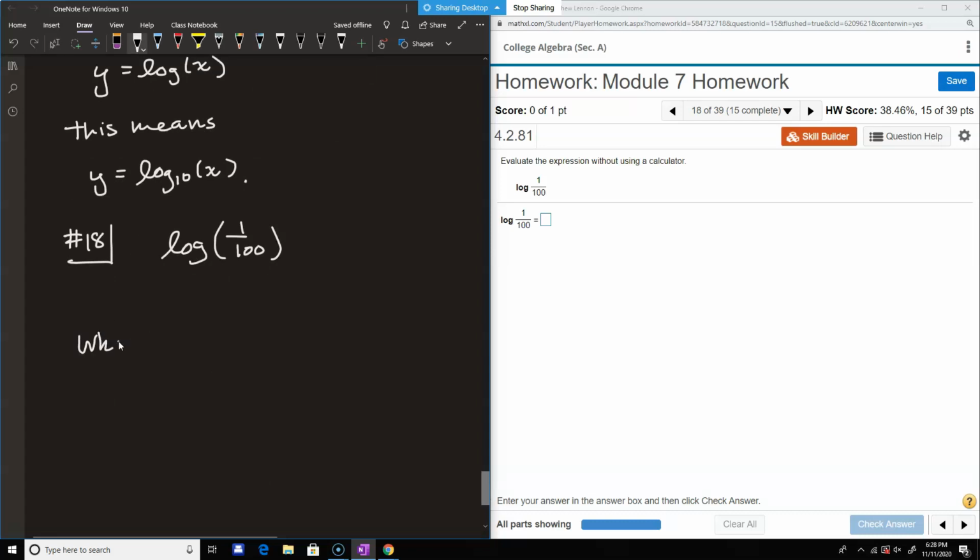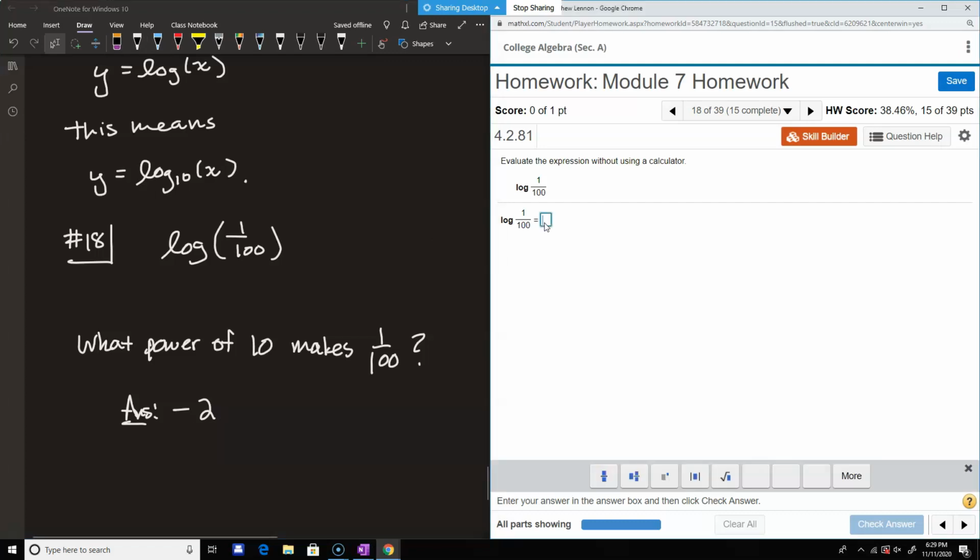So what power of 10 makes 1/100? Well, I know 10 squared is 100, so if it's in the bottom, it's the reciprocal, right? So the answer here is -2. 10 to the -2nd power equals 1/100. That's one of your exponent rules.